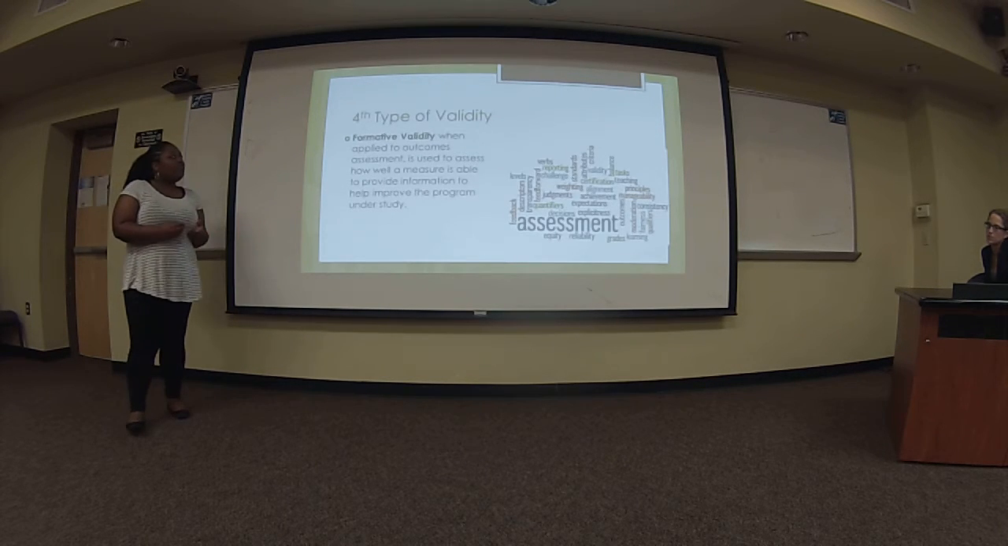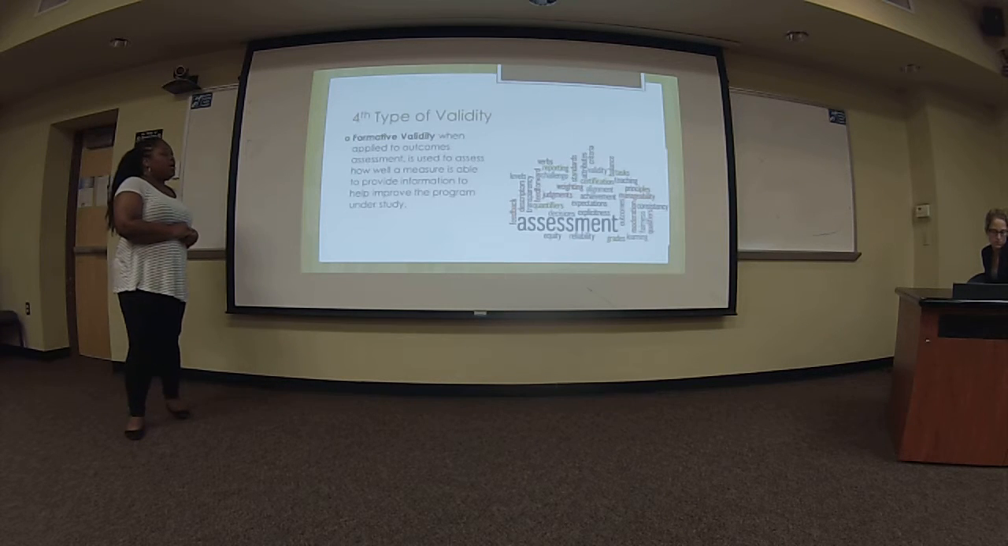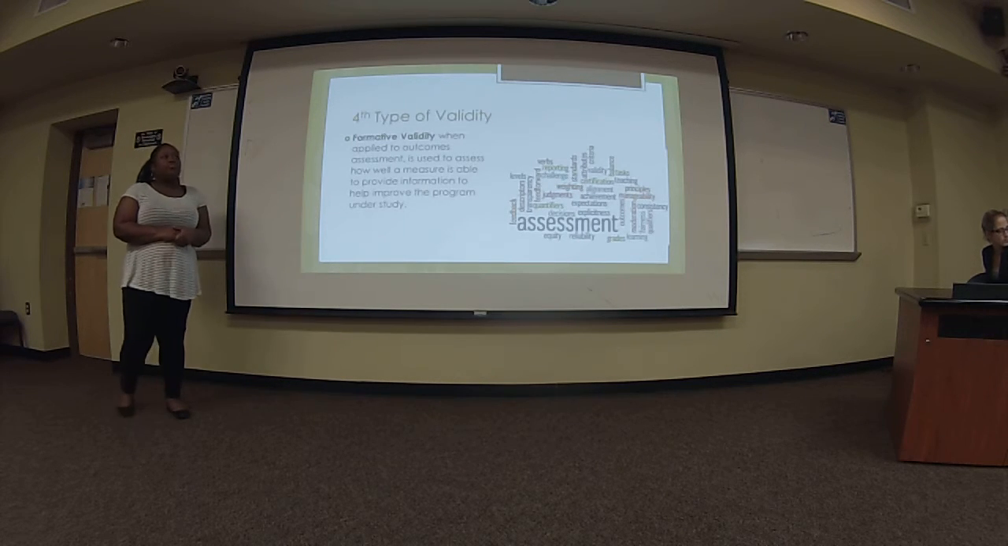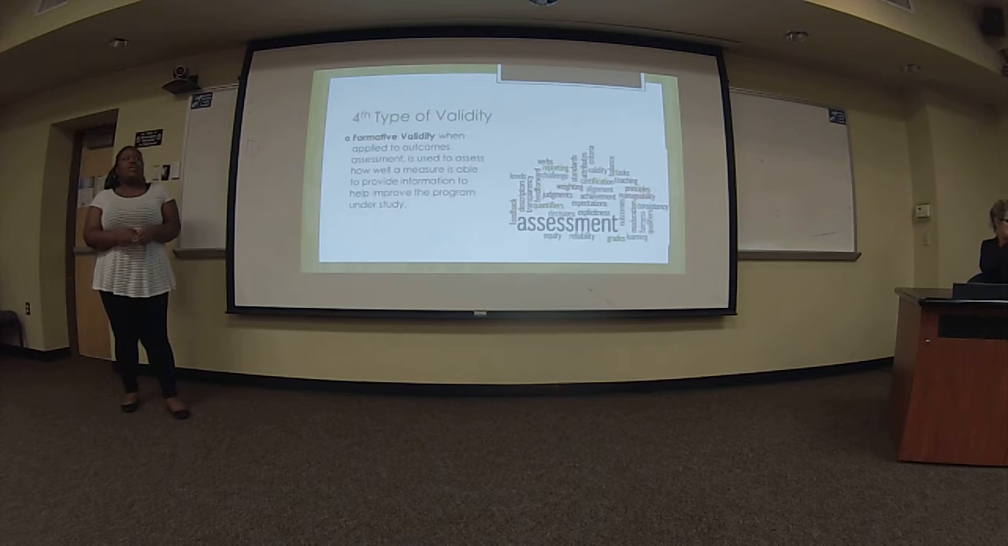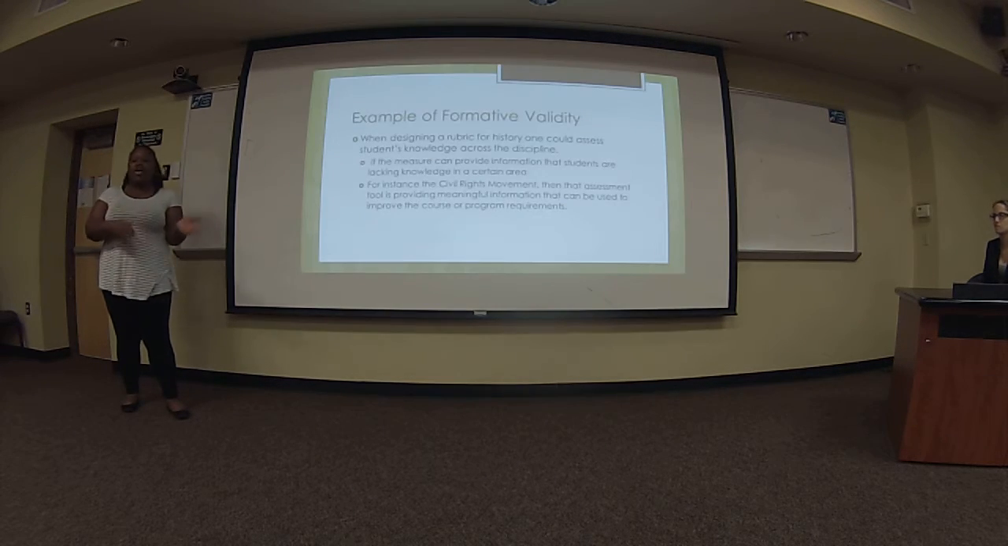The fourth type is formative validity, which, when applied to outcomes assessment, is used to assess how well a measure is able to provide information to help improve the program under study. So in order for your test to be effective and make sure it works, you have to test it out before you can actually apply it to people.